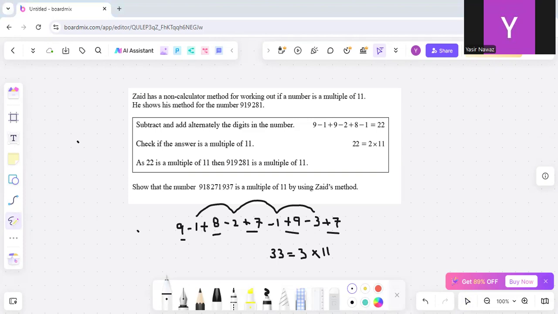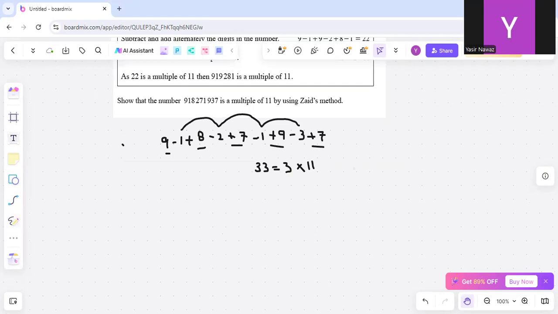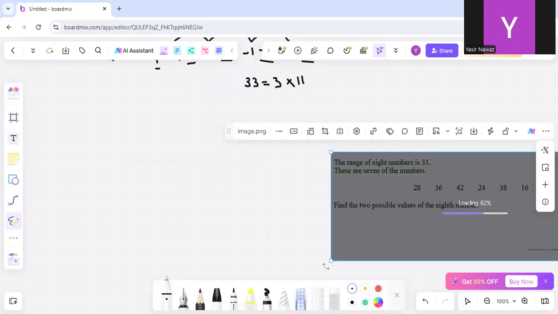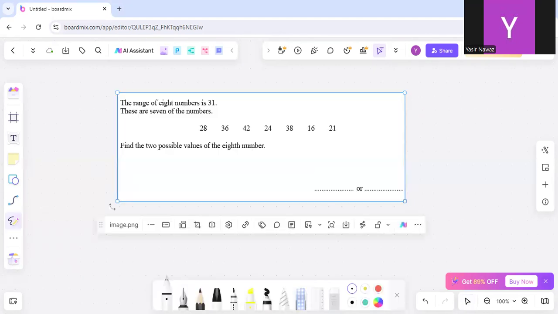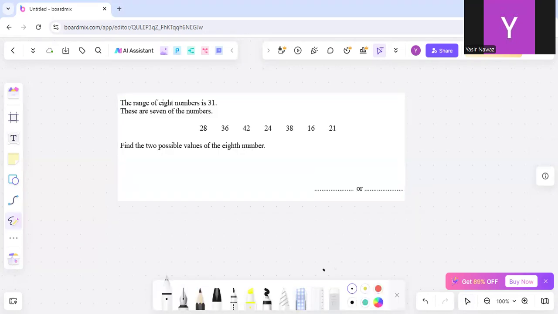Now the next question is that the range of 8 numbers is 31. These are 7 of the numbers. So the range of 8 numbers is given, but the 8th number is not given. The range of 8, what is range? Range is the largest value minus the smallest value. So that is called range.